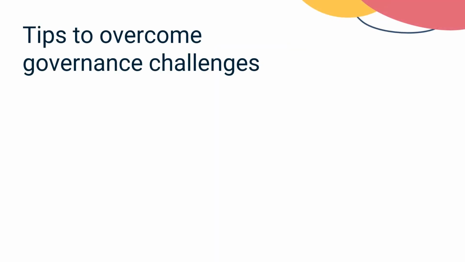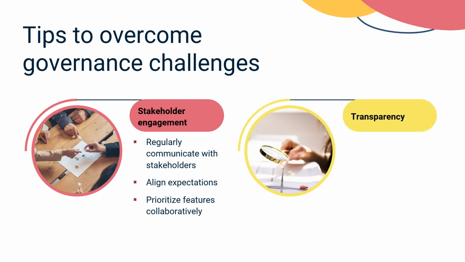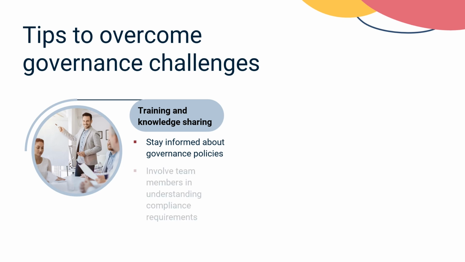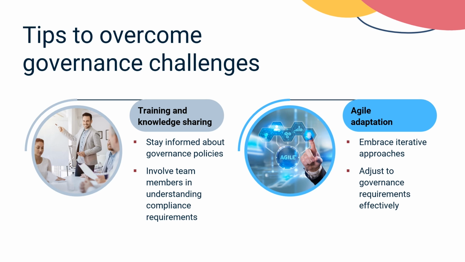Let's now explore how product owners can identify and overcome governance challenges. Here are some tips to succeed. Ensure stakeholder engagement by regularly communicating with stakeholders to align expectations and prioritize features collaboratively. Next, maintain transparency with clear documentation of decisions, priorities, and progress to build trust and accountability. Training and knowledge sharing are important to stay informed about governance policies and involve team members in understanding compliance requirements. Finally, agile adaptation means embracing iterative approaches to incorporate feedback and adjust to governance requirements effectively.